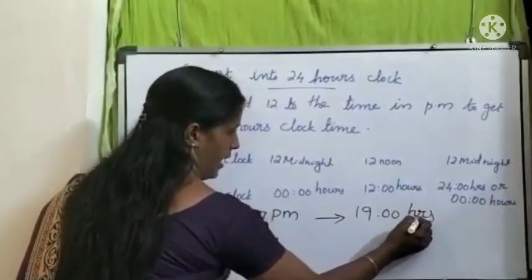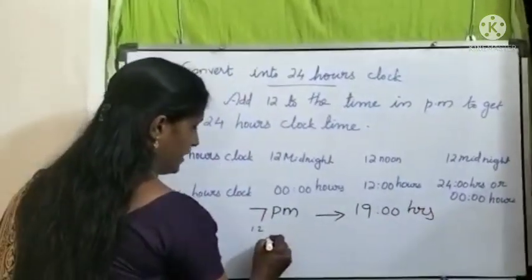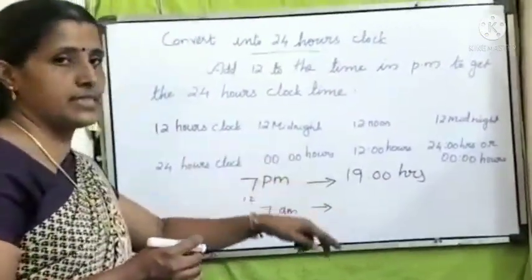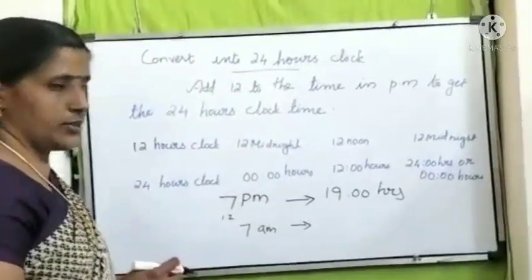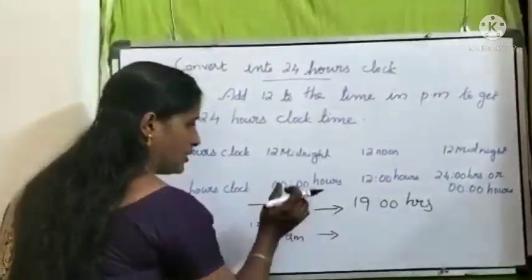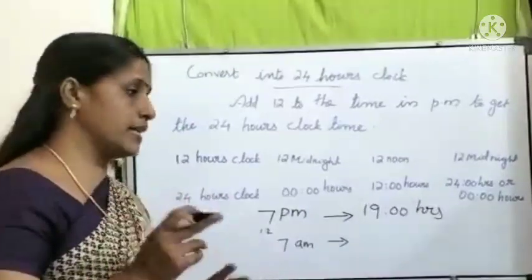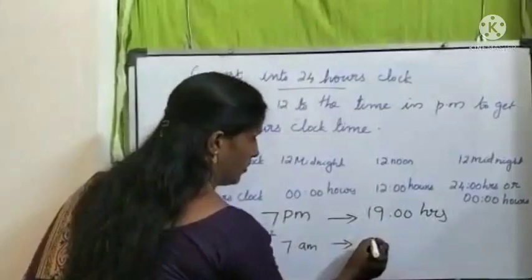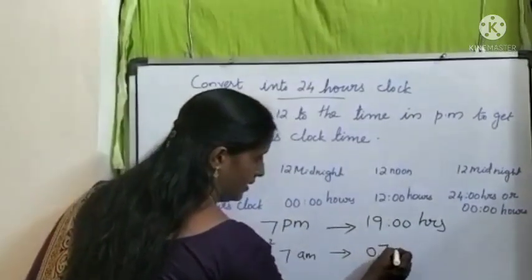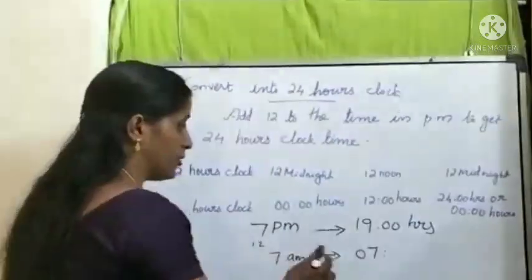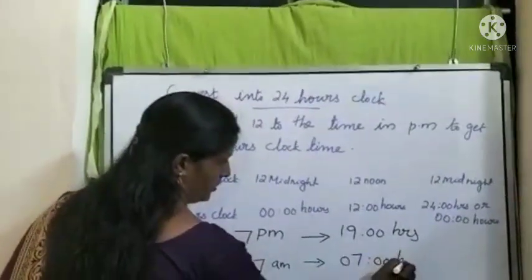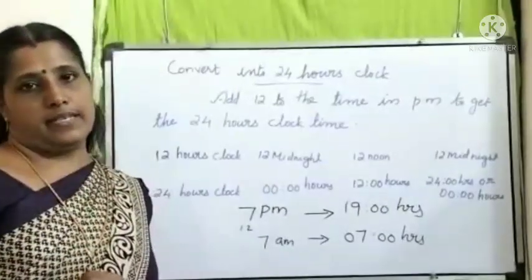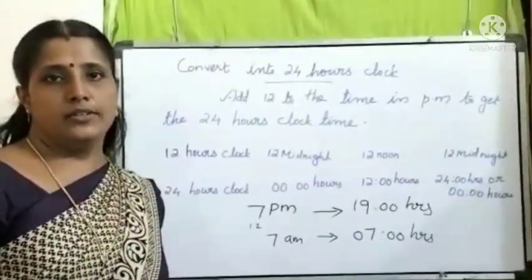Understand? And one more option I will explain here: 7 AM, that is the morning time. How can we mention it in the 24 hours clock? The hours we have to mention in two places, but here only one digit is given. So on the left side we have to put 0. 0, 7, then minutes are not there, but we have to mention 00. So in 24 hours we have to mention 4 places. Understand all of you?